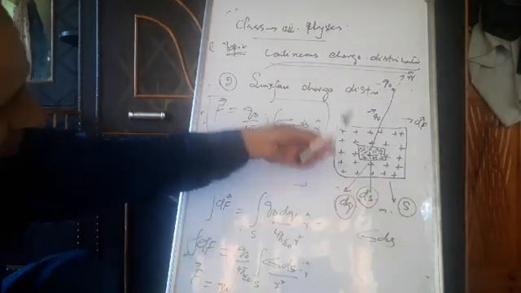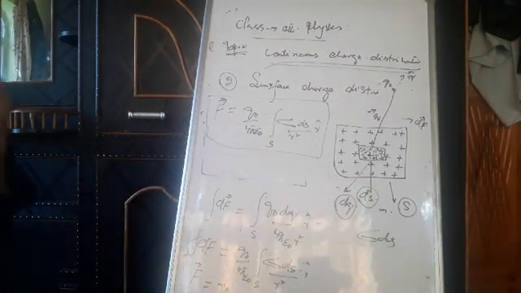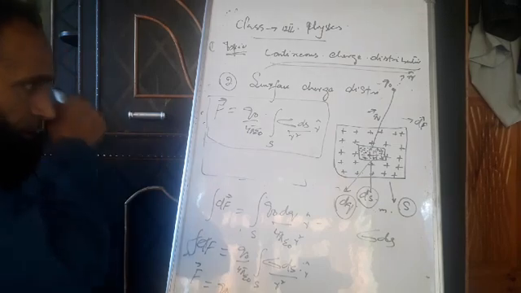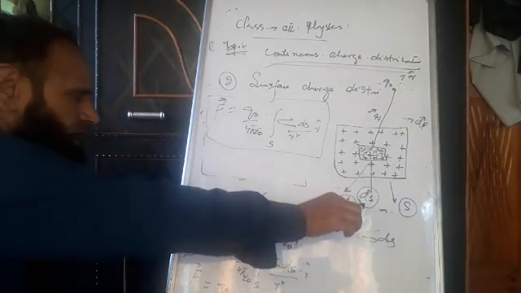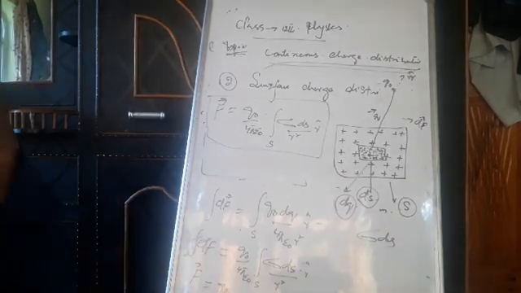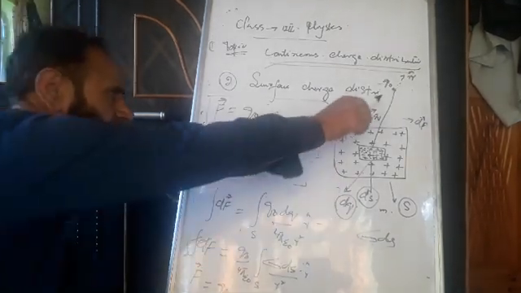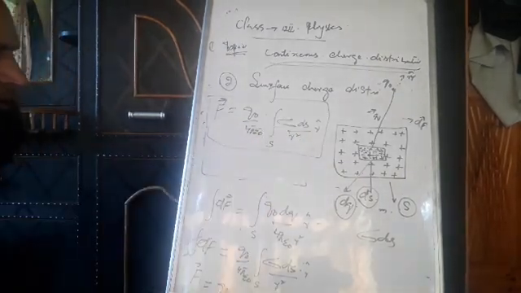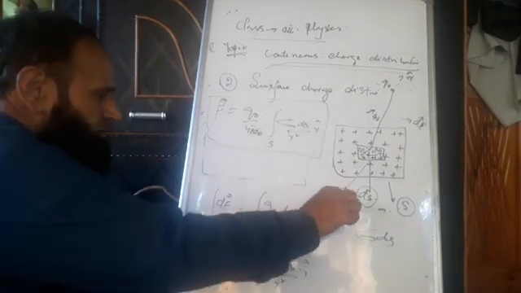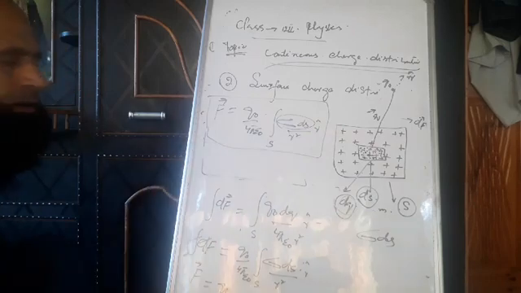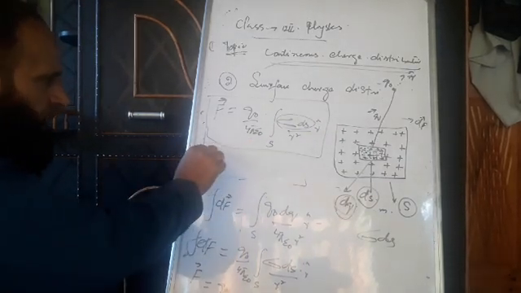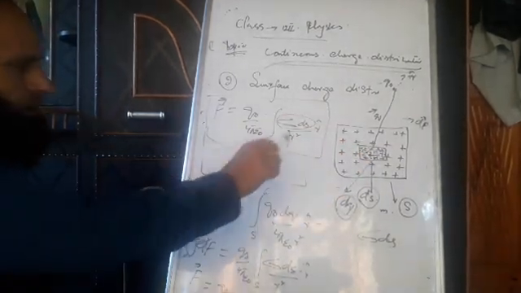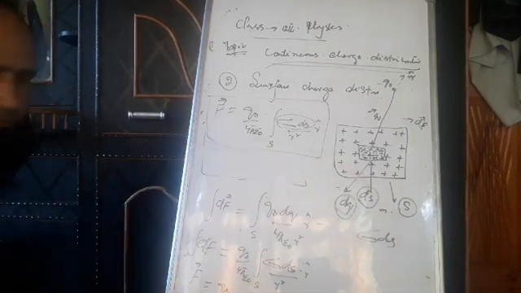However, when the charge is not distributed uniformly over the surface, we get this force. We have found the force between the charge element ds and Q naught: F is equal to Q naught by 4 pi epsilon naught times sigma ds by r square, because this charge dq is equal to sigma ds. If we know the area, we can find this force.